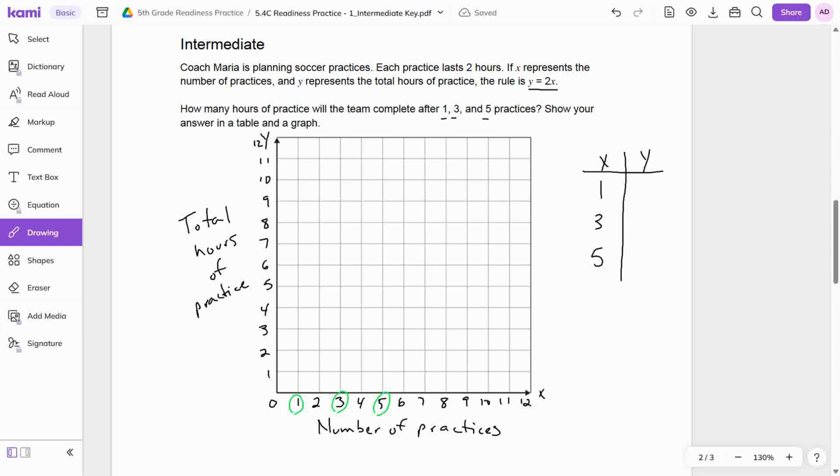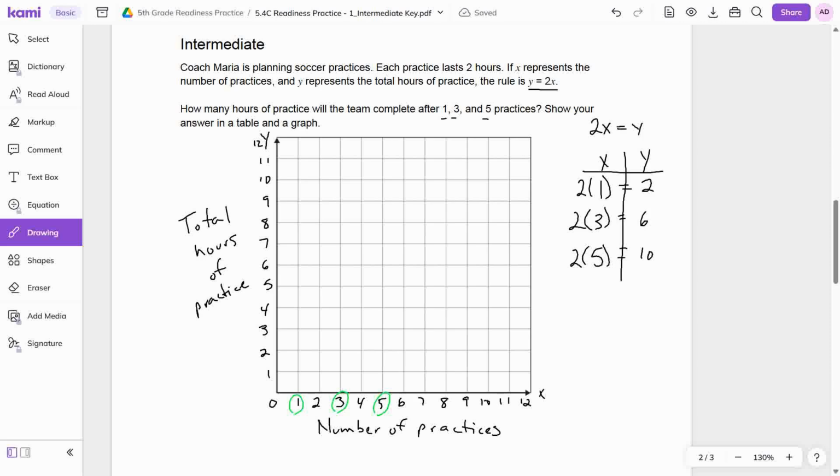Now we go back to our rule. 2x equals y. I just took my y equals 2x and I flipped it around so it's the same direction as my table. So I'm going to take my x of 1 and I'm going to multiply it by 2, and that's going to get me my y. I'm going to take my 3, multiply it by 2. I'm going to take my 5 and also multiply it by 2. And I can just put it into an equation like this, and look what I get. I get 2, I get 6, and I get 10.